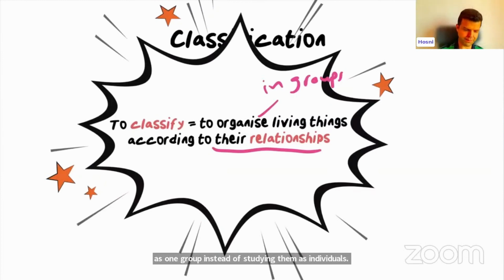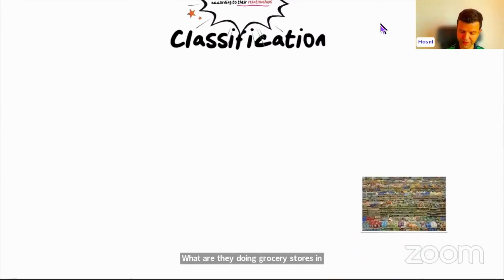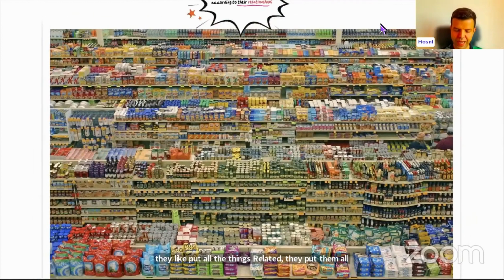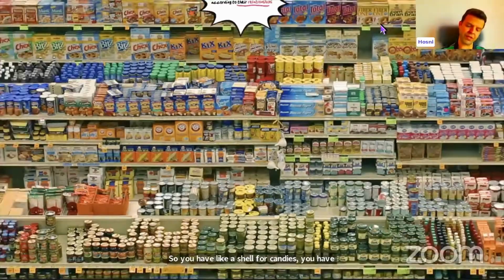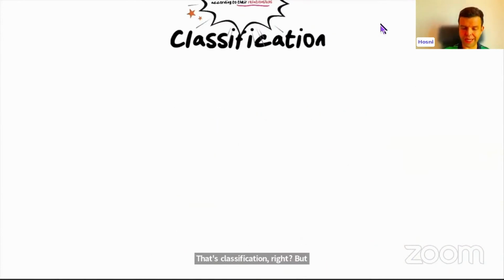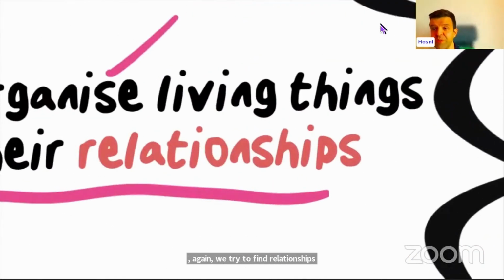All right, so one more time, to classify is just like what they do in grocery stores. What do they do in grocery stores? They put all the related things on a shelf. So you have a shelf for candies, you have a shelf for biscuits, etc. That's classification, right? But in biology, we classify by trying to find relationships. What type of relationships do we rely on?